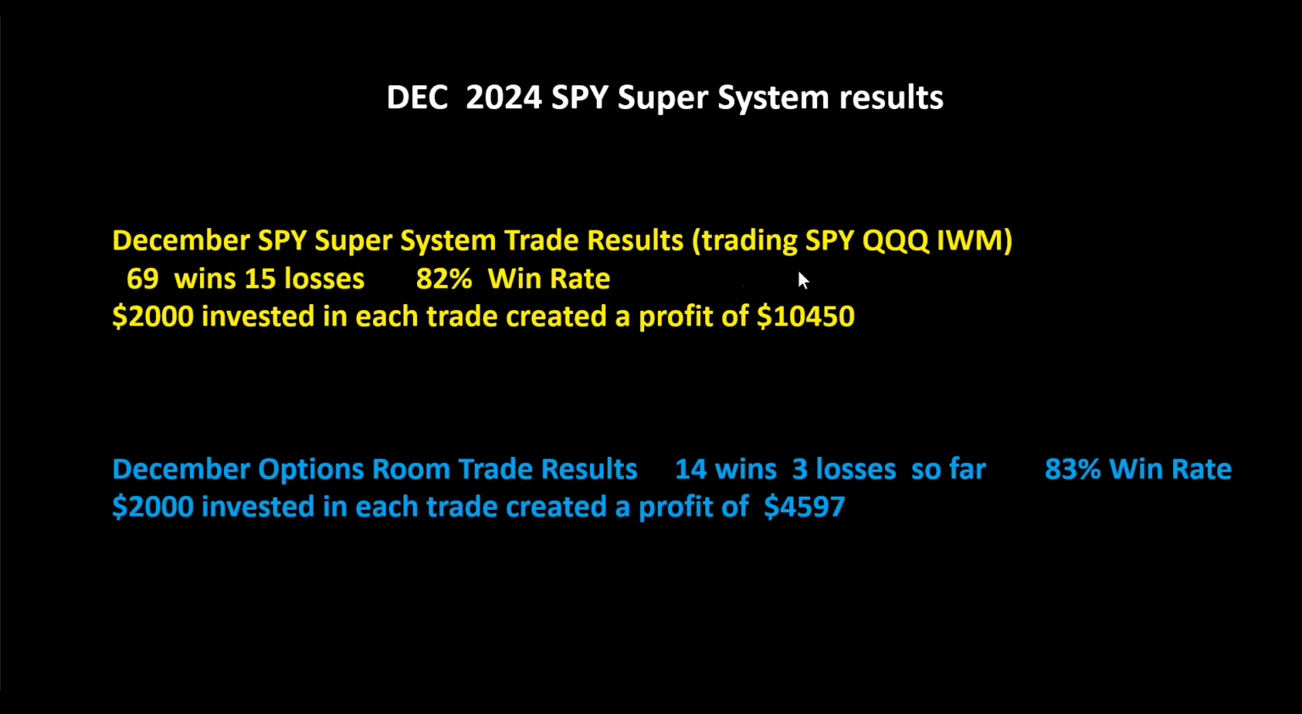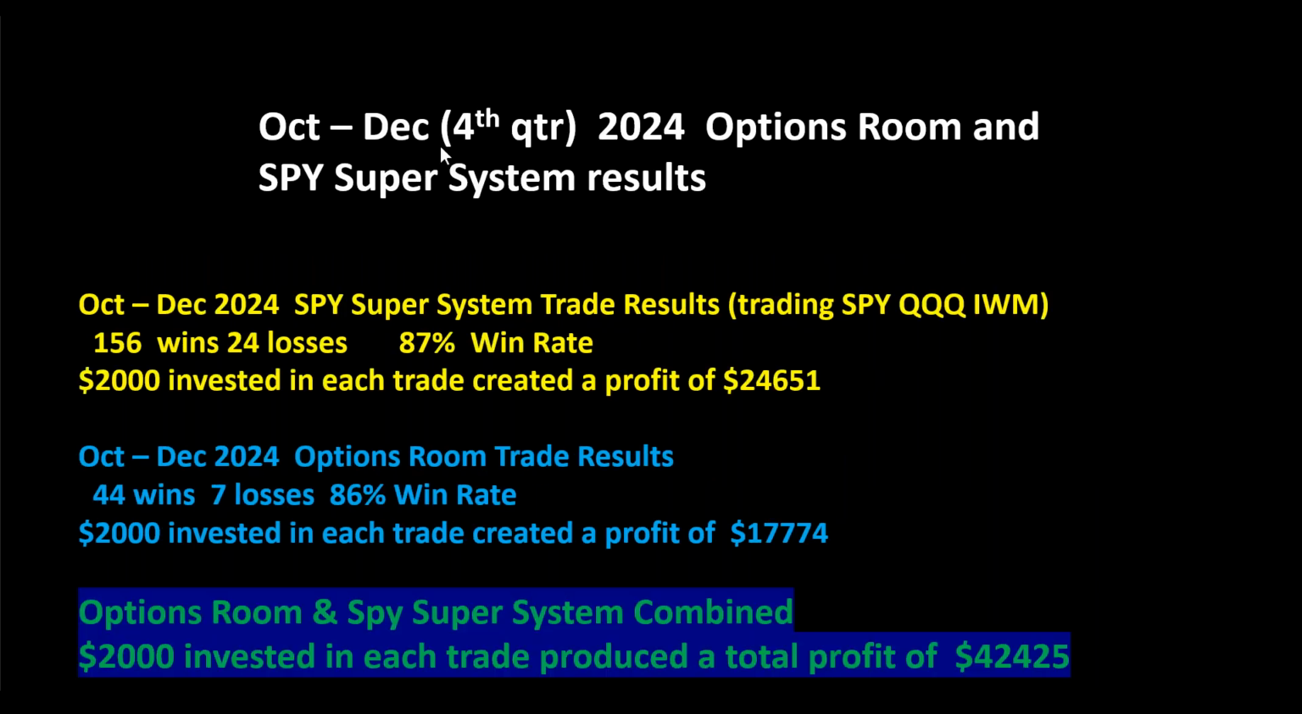This was December, and this was the last quarter of last year. The SPY Super System, 24,651, 156 trades, 24 last year. You see how many trades we took, but they don't last long. And you're only in one at a time, but 24 there and 17 in the room. These are all posted. These all went out on alerts.